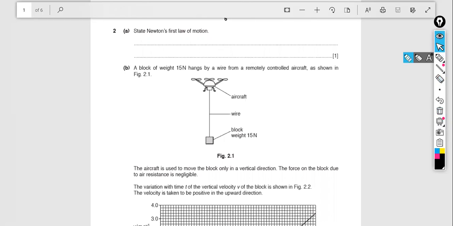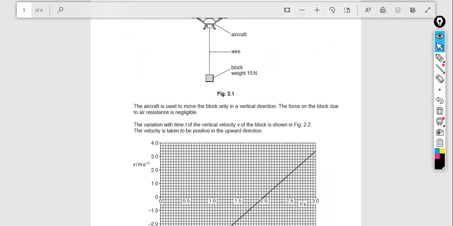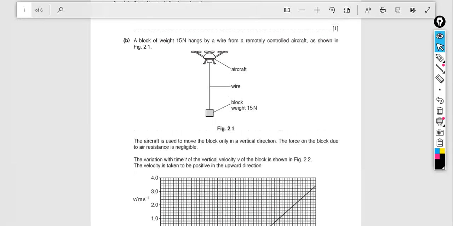All right, now we've got a block of weight 15 newtons that hangs by a wire from a remotely controlled aircraft as shown in figure 2.1. The aircraft is used to move the block only in a vertical direction. The force on the block due to air resistance is negligible. The variation with time t of the vertical velocity v of the block is shown in figure 2.2. The velocity is taken to be positive in the upward direction. Okay.